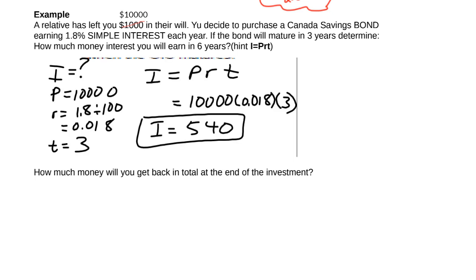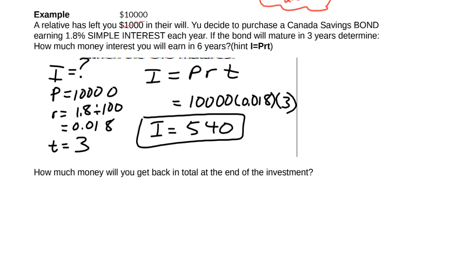So just like before, we start with I is equal to PRT. We figure out what our I value is, our starting amount, and we figure out our percentage. Remember, it's always 1.8, or the number, divided by 100 to get our R value, which is our interest rate, which is 0.018. And the number of years is the maturity date. So if the maturity date is 3 years, T is 3. And now we just substitute into our equation. So we have 10,000 times 0.018 times 3, which gives us an interest of $540.